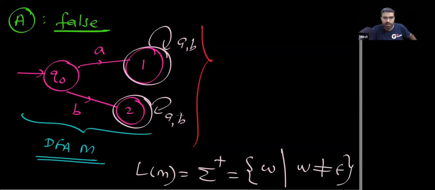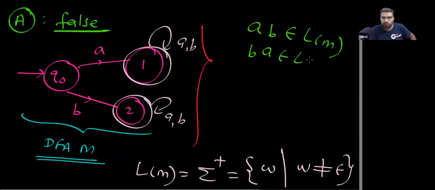In this language, can I say every two strings are equivalent? For example, AB belongs to L(M), and BA also belongs to L(M). In this DFA, can I say AB is equivalent to BA? No, they are not equivalent.